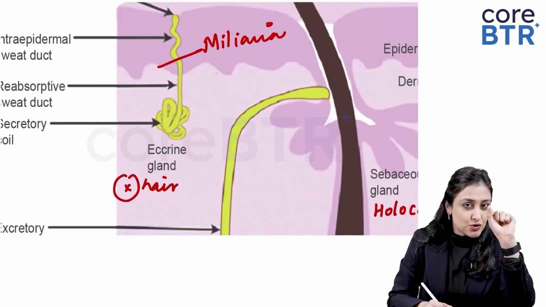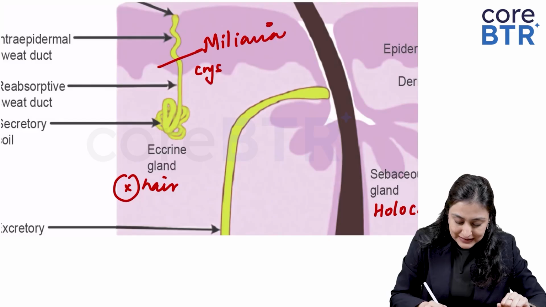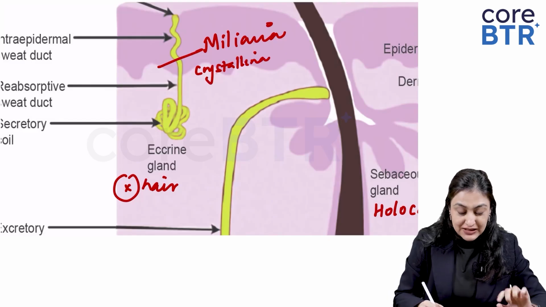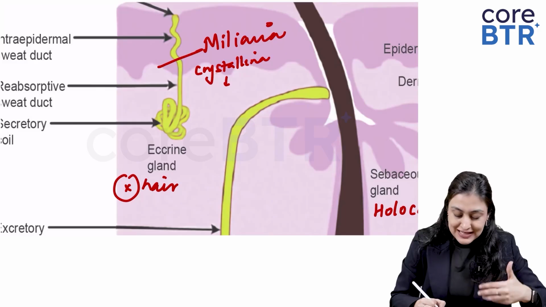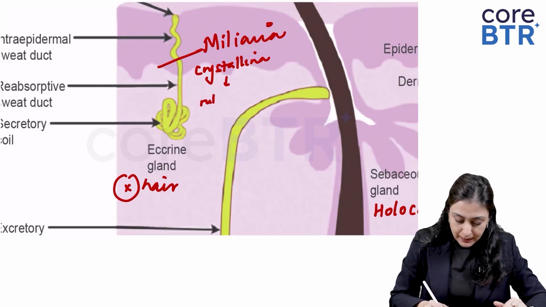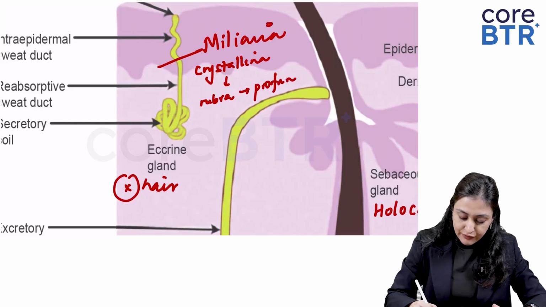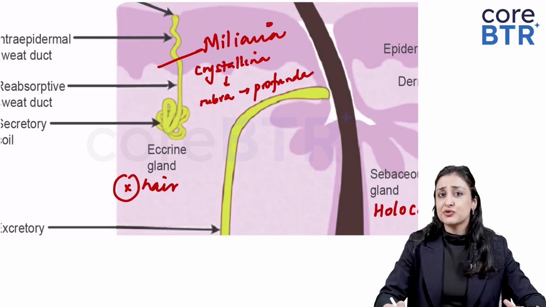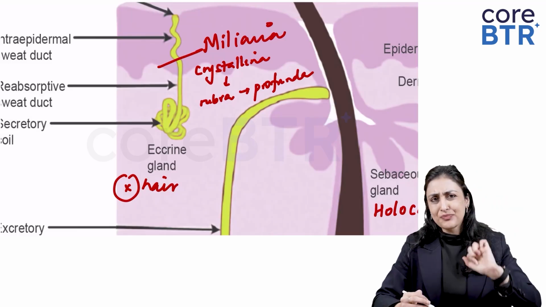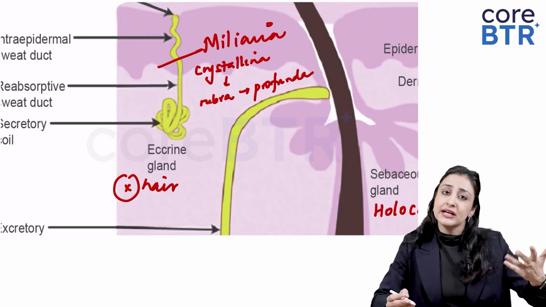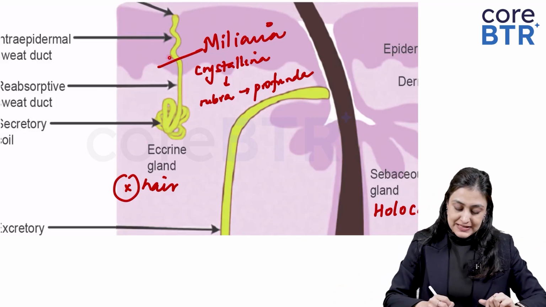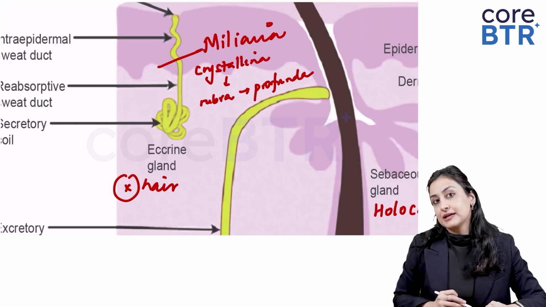In the initial stage, you will see vesicles. That is miliaria crystallina. Very apt name, looks like crystals. If it gets inflamed, it becomes red, miliaria rubra, and very inflamed, profunda, right? So the names are pretty obvious, no need to memorize. Crystallina, rubra means red, profunda means profound, right? So that's miliaria, which is a disease of eccrine sweat glands.